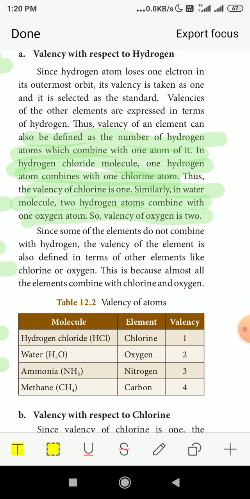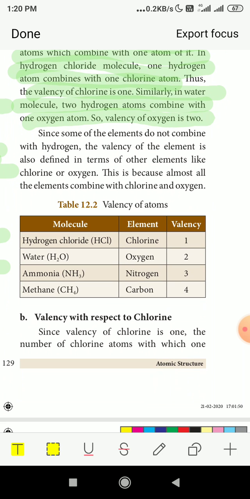Most of the elements always have the tendency of combining with chlorine and oxygen, so their valency will be determined on the basis of chlorine and oxygen. Okay, now next we are going with the valencies with respect to chlorine. See here, they have shown hydrogen in the tabular column.